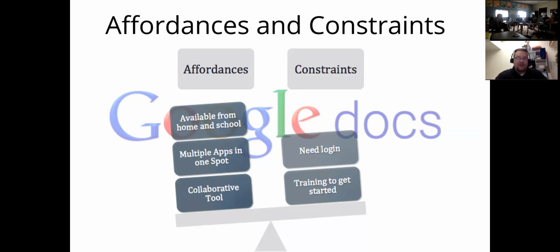And some of the constraints are that they need logins, and maybe you're in a position where you can't get the logins for kids or they don't have access, and those would be constraints. There also may be some training that needs to happen before you get started. So that's just walking through weighing those affordances and constraints, and what that process would look like.